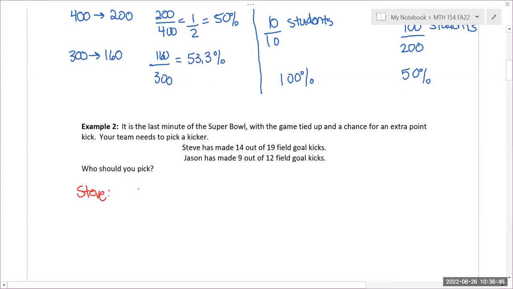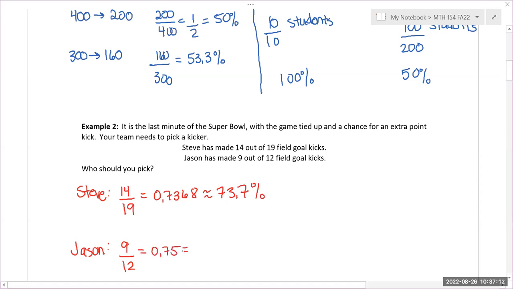So coming back, Steve made 14 out of 19 and Jason made 9 out of 12. So if we take 14 divided by 19, put it in our calculator, we get 0.7368 or approximately 73.7%. That's not bad. He's making a good chunk. 9 out of 12 is 0.75, which is 75%.